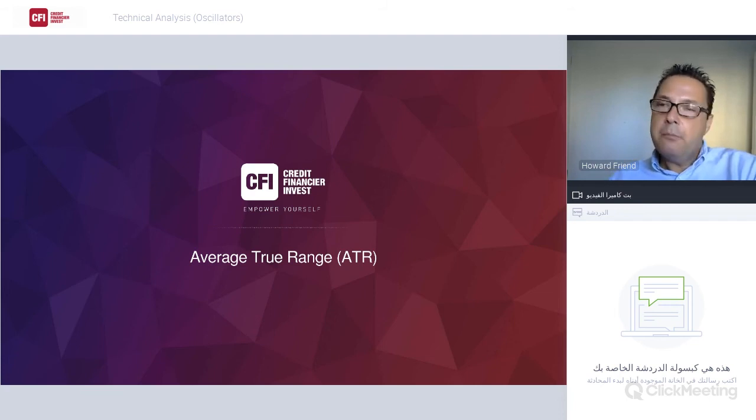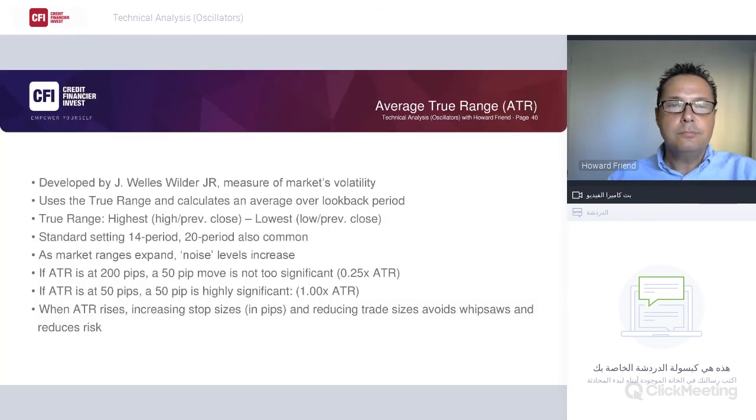Okay, so now moving on to one of my favorite indicators, which is the average true range. Now, the average true range also was developed by J. Wells Wilder, the RSI man, but this is actually a measure of the market's volatility rather than its momentum. So it uses the true range of the market, and it calculates an average of this true range over a certain period. And the idea, as I say, is to gauge the market's volatility.